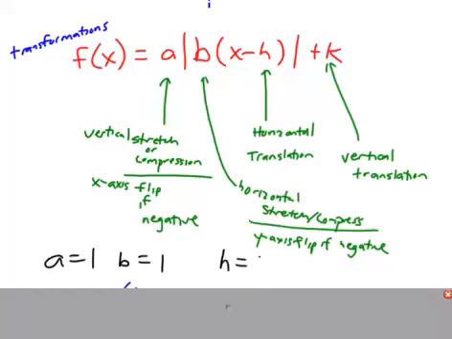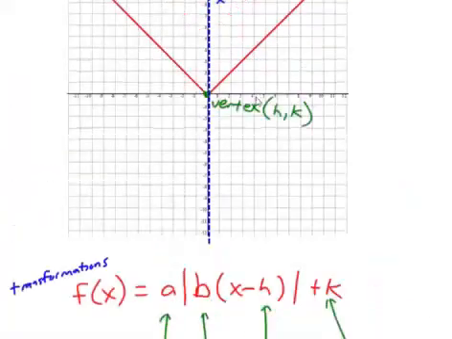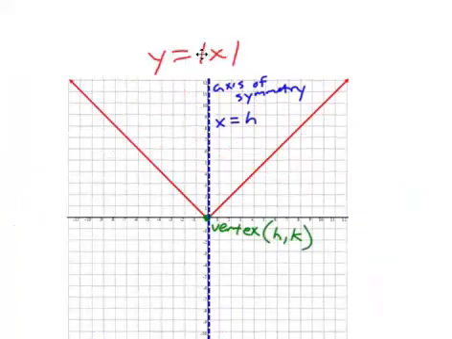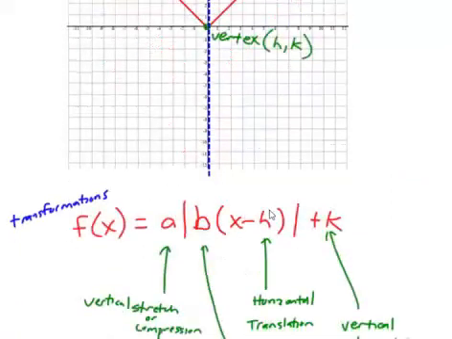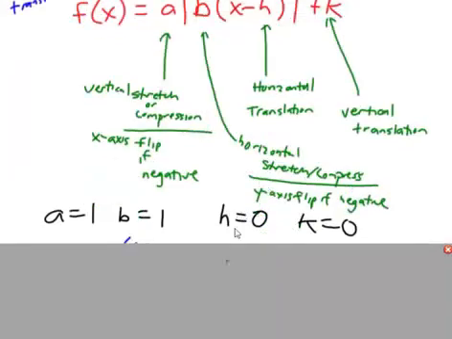H and k being 0, if either of those are 0, then those can be ignored. Those would not change the appearance of the graph. That's the default value of each one up in the parent function that you see up here. If I were to identify what a is, what b is, what h is, and what k is in that parent function before you did any transformations, this is what the values would be.